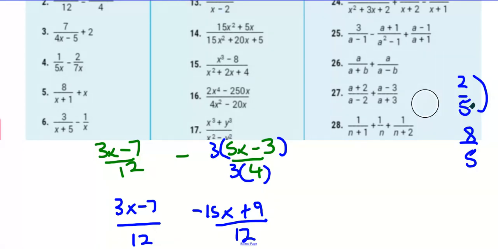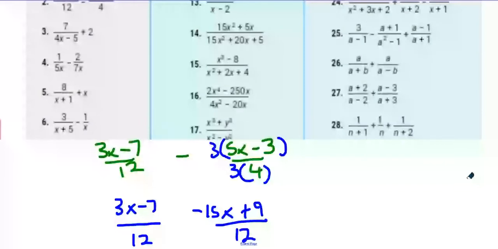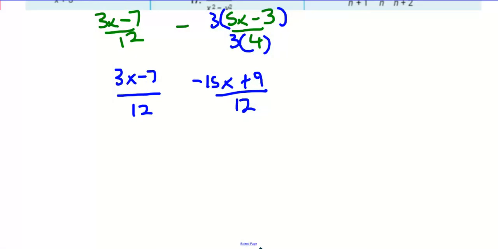See those 12s? Both top heavy and mixed fractions are acceptable. Doesn't matter. That's the next big thing. When you take two fractions away from each other, lads, it's very important that you do not take away the bottoms. It's still over 12. So what's 3x take away 15x? Okay, and what's minus 7 plus 9?